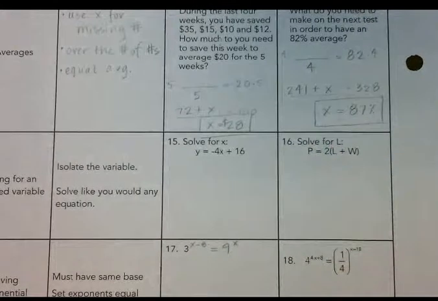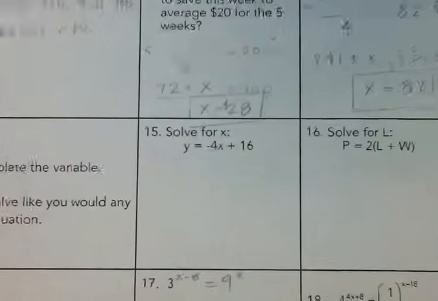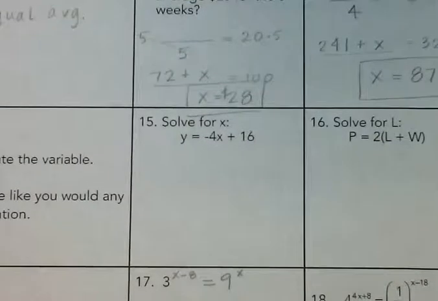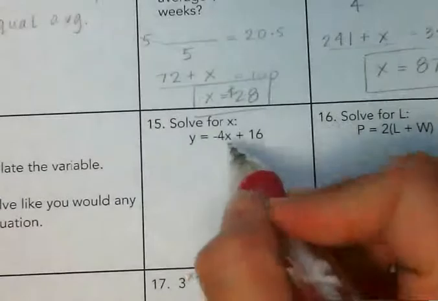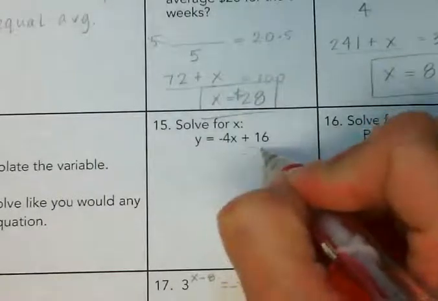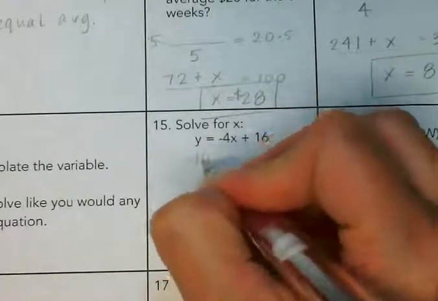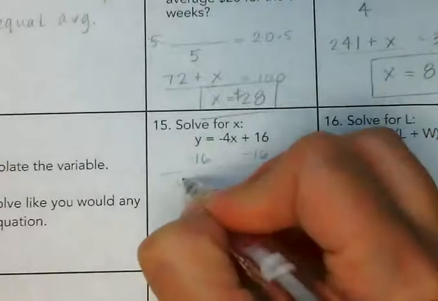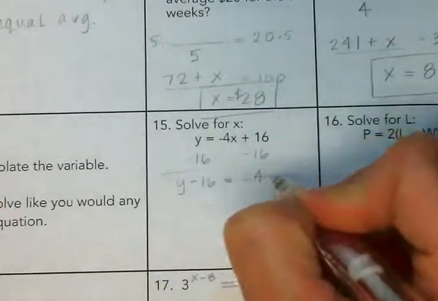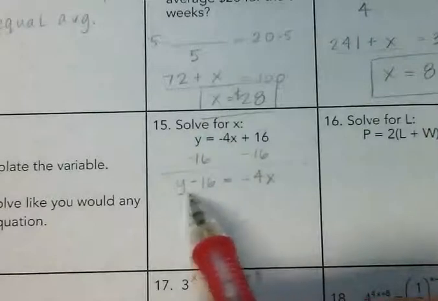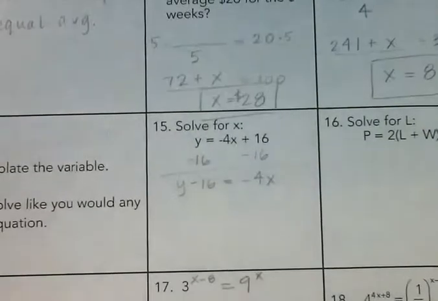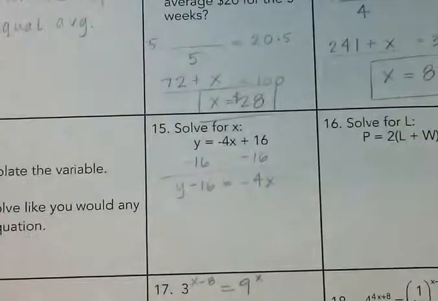So, first example. We are going to solve for x, and the equation is y equals negative 4x plus 16, so we want to get the x by itself. So the first thing that we would do would be to subtract 16 from both sides. So y minus 16 equals negative 4x. And the deal here is that we can't actually subtract 16 from y, so it's just going to stay y minus 16. Is that focused?